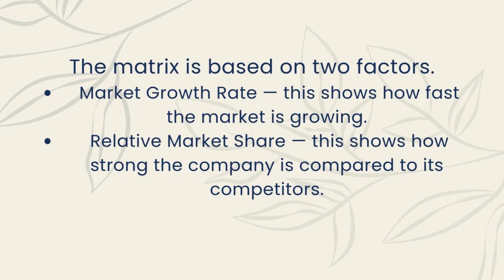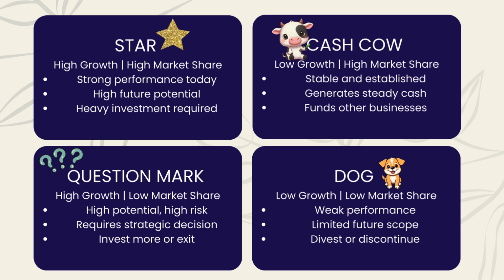The BCG matrix is based on two factors. First, market growth rate. This shows how fast the market is growing. And second, relative market share. This shows how strong the company is compared to its competitors. The BCG matrix divides products into four quadrants.